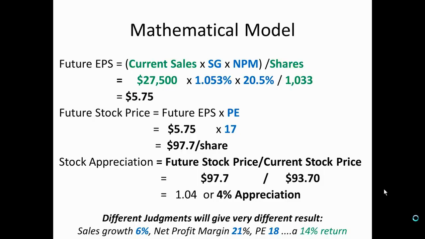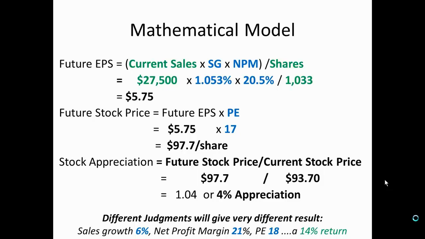So the judgments make all the difference in the world, and there is no right answer because nobody knows what the future holds. But what it's all about is learning how to make good judgments and testing them against what actually happens. So which of those guesses is the most, I mean, that's a big change, 4% to 14%.